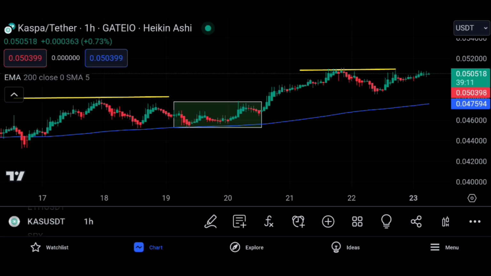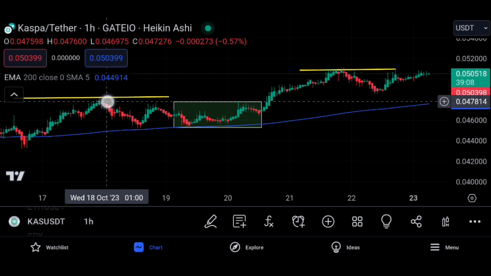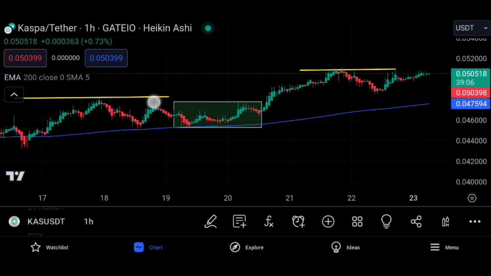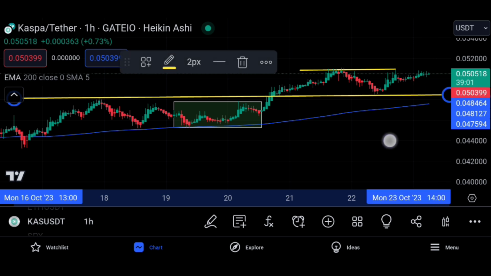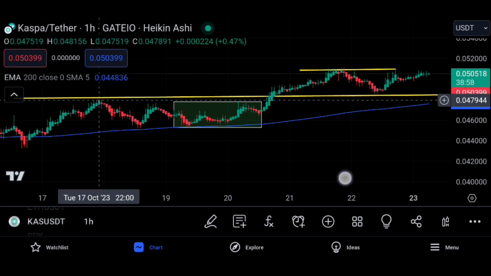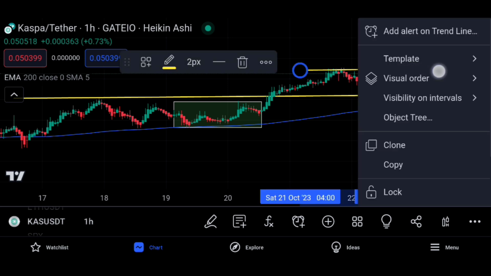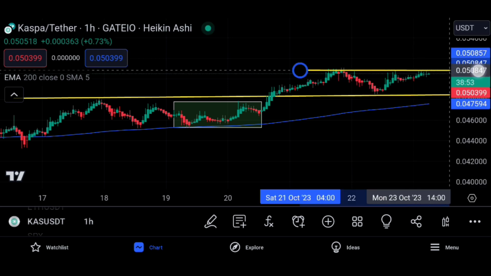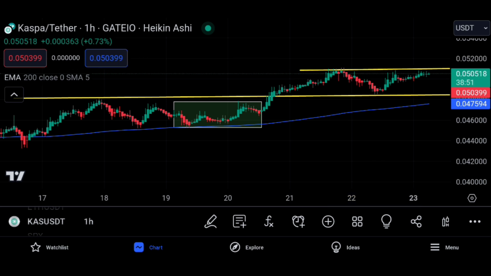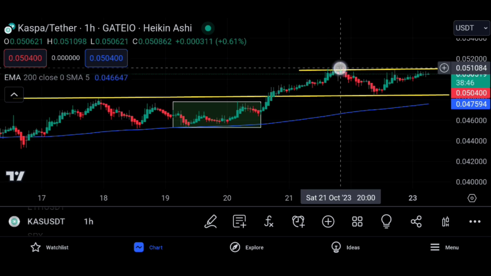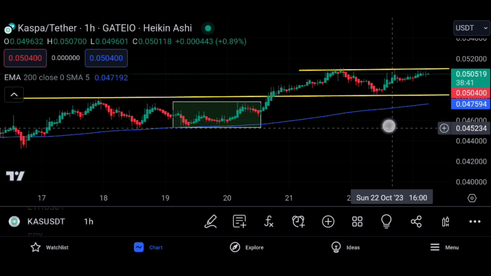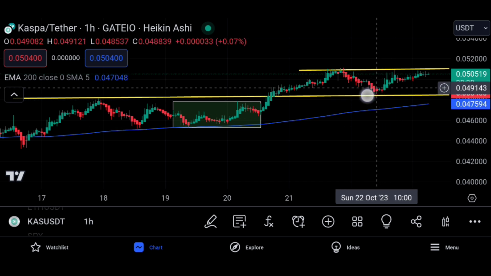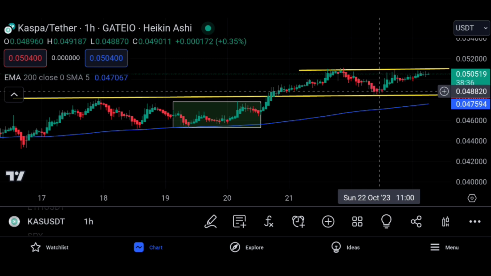So even after the break above this previous resistance, now let me mark it to the other side so it will be more understandable. Even when they broke above this previous resistance and established this new resistance, you realize that a pullback occurred, bringing the price back from the new resistance to the previous resistance. Now, instead of this pullback breaking below the previous resistance, it stopped at the previous resistance, and the buyers are still in charge of the market.